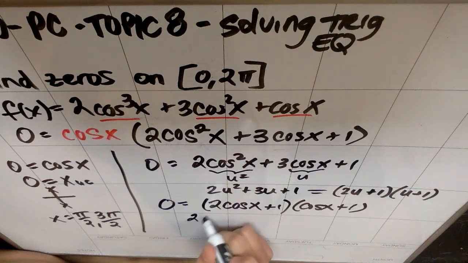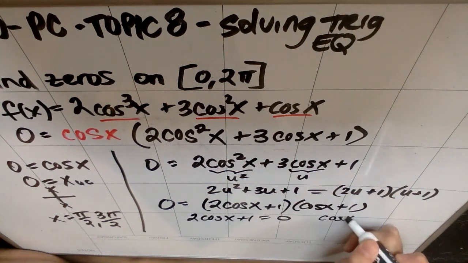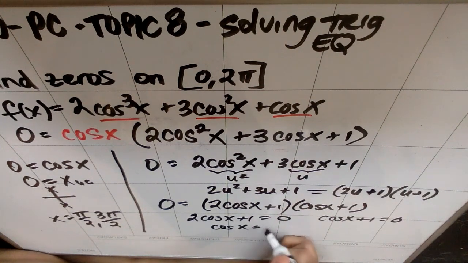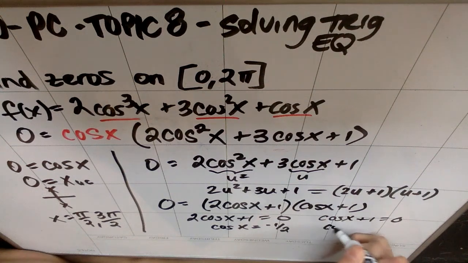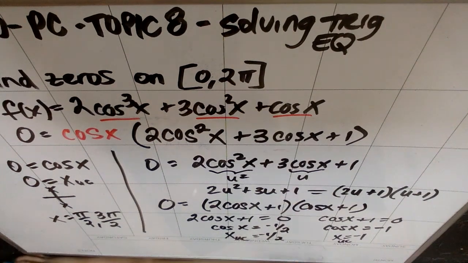So either 2 cosine of x plus 1 is 0, or cosine of x plus 1 is 0. Well, when I solve for cosine, this one's going to be cosine of x is negative 1/2. This one's going to be cosine of x is negative 1, right? So that's asking where is the x on the unit circle negative 1/2, and where is the x on the unit circle negative 1, right? Notice that I called it x UC, not just x. So x on the unit circle is negative 1 at pi. So that's the next answer, right? So I have these two.